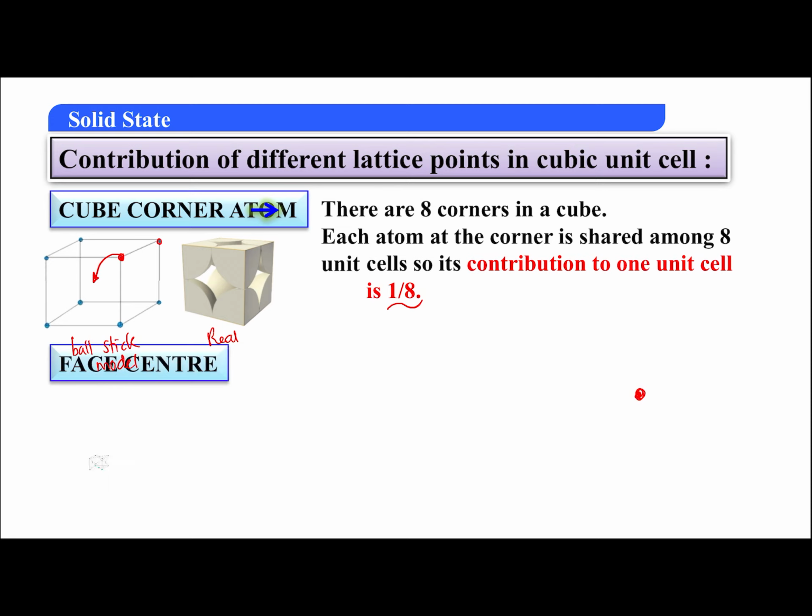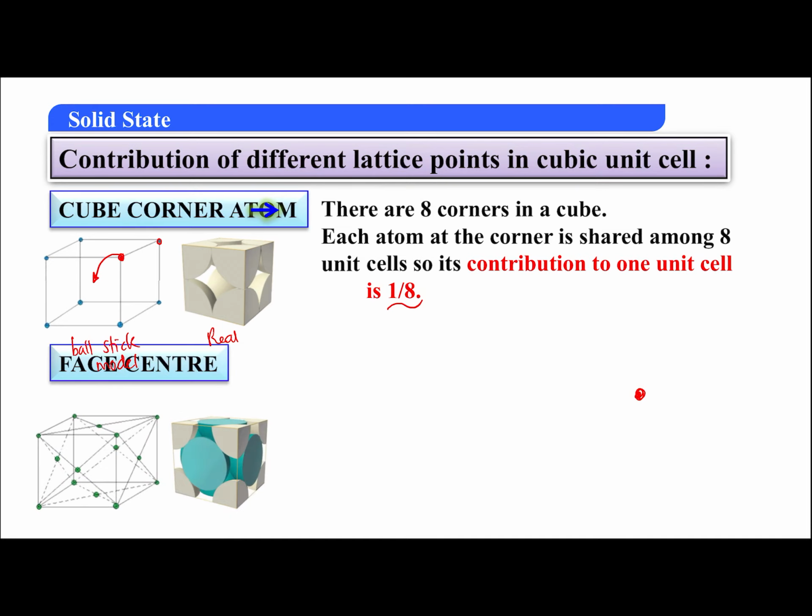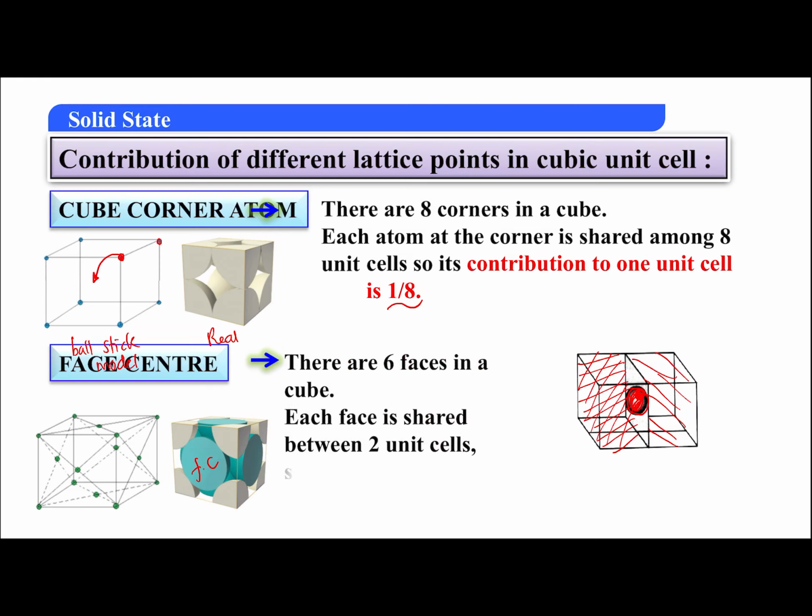Face center. We are talking about this face center. If you are able to see, this is a face center. Where is that face center present? Can I say it is present in this unit cell? And it is present in this unit cell also. So, it is present in both the unit cells. So, what is the contribution of this sphere to this unit cell? Its contribution is half. And what is the contribution to the other unit cell? Half. So, the contribution of the face center is half.